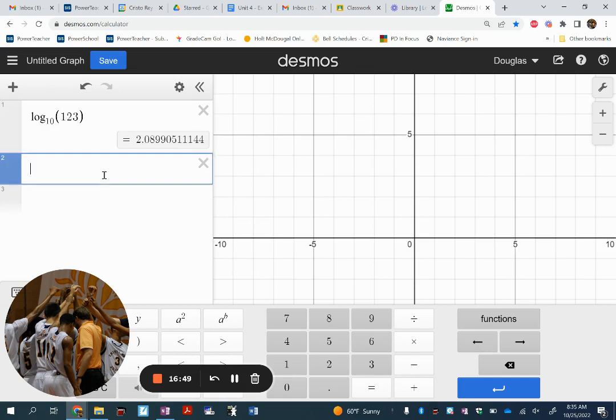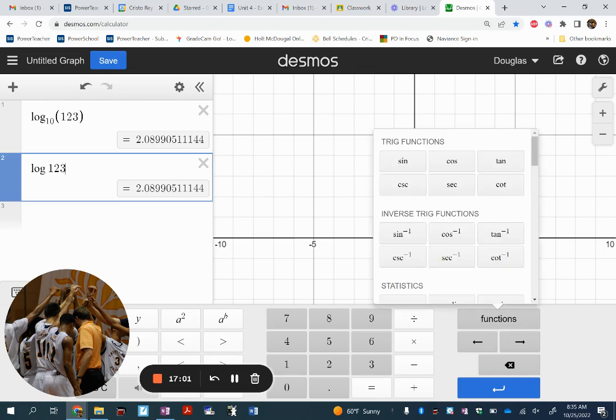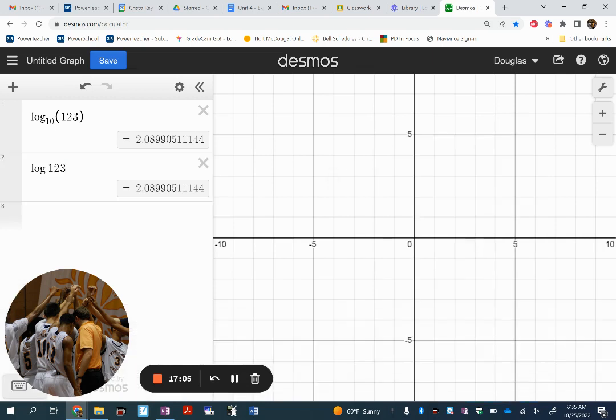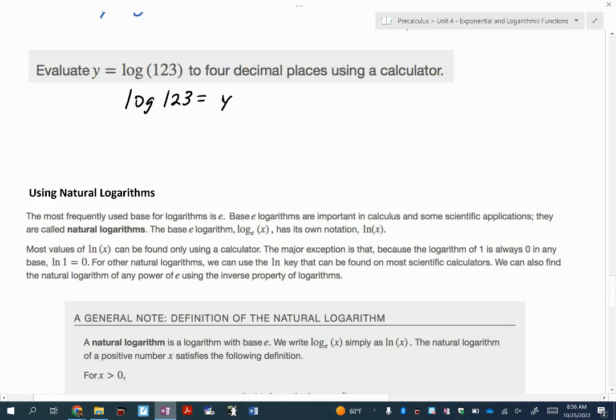Again, you get the same thing as just typing the log of 123 because the base is assumed to be 10 if you don't write a base. But if you wanted to type something in that did not have a base of 10, you would need to go to functions, scroll down to calculus till you see that log with the base that you would type in. Okay? It says 4 decimal places, so I'm going to write 2.0899 approximately. So y is approximately 2.0899.